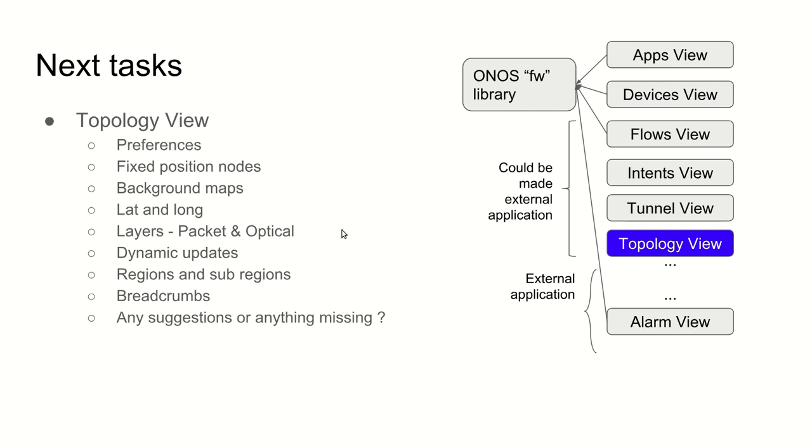Currently there's just one layer. Dynamic updates need to be handled as well. They're coming up from ONOS, but they're not updating the view if a device is added or deleted, say for instance. And then the topology 2 type features like regions and sub-regions and breadcrumbs, I think are the lowest priority to add, but they will be added in time.